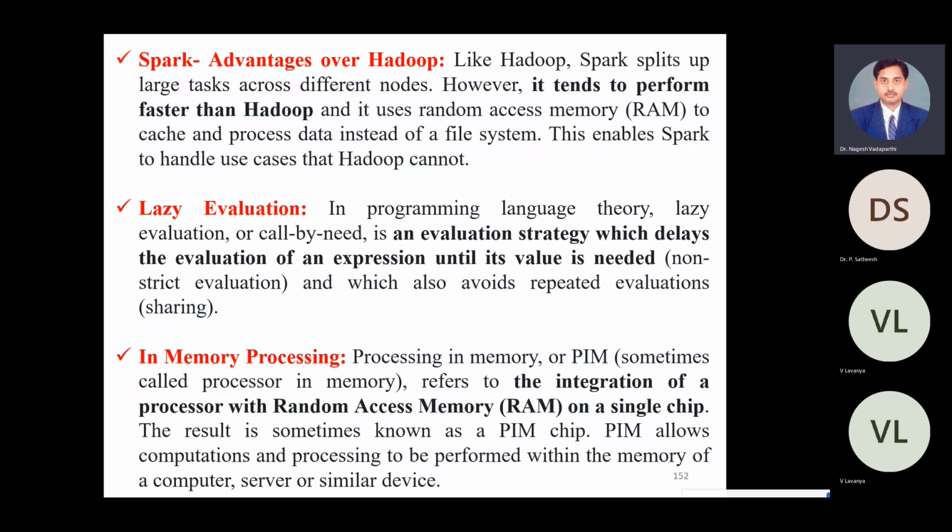That's why the file is read many times once you write it, in memory computation. It is the integration of the processor with random access memory on a single chip. That is the reason for in-memory processing. The result is sometimes known as a PIM chip. So PIM allows computations and processing to be performed within the memory of a computer, server, data center or similar device. Whatever task we are performing, that is in-memory processing.